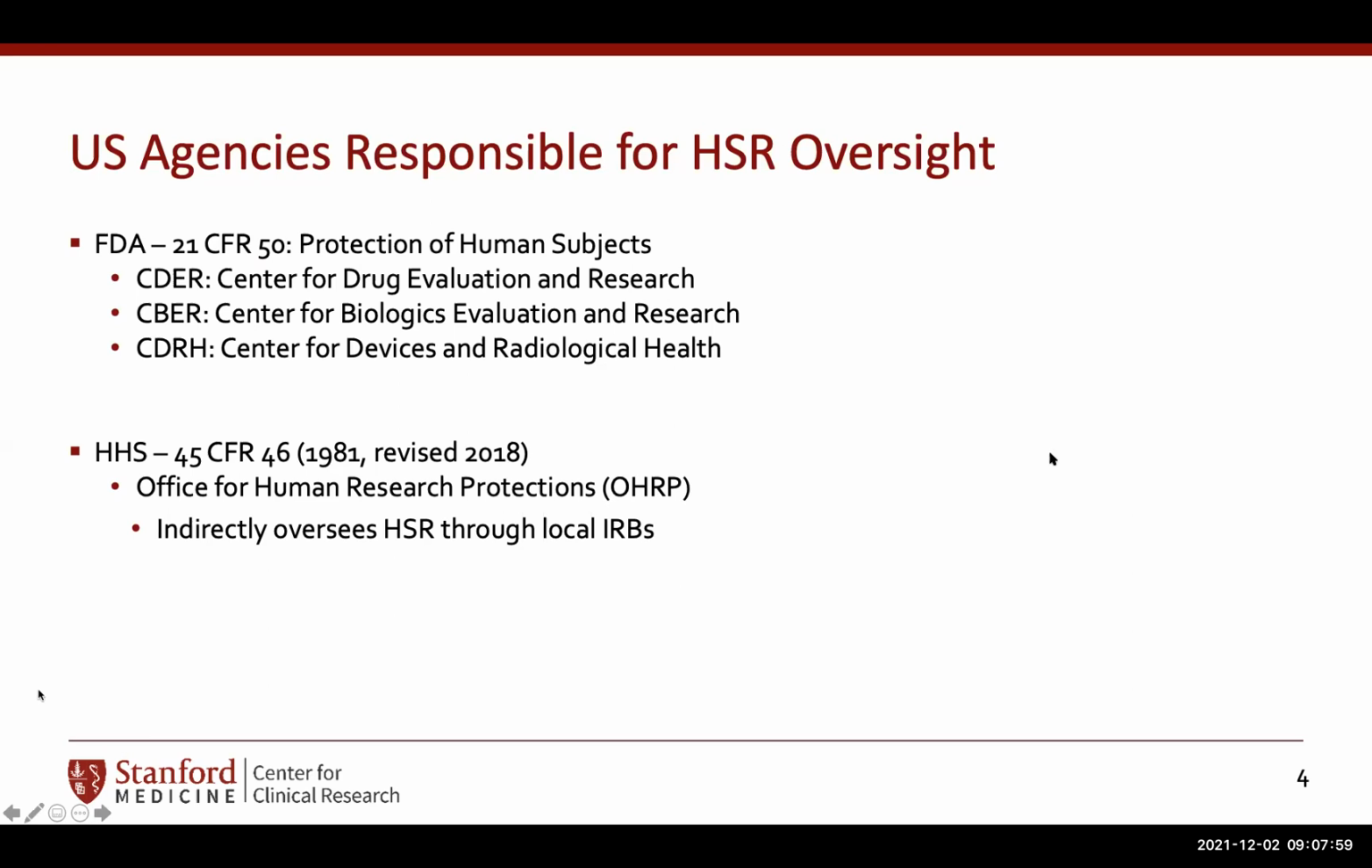Okay, so if we are doing research in the United States, there are a few different agencies or entities that oversee clinical research. You guys are familiar with the Food and Drug Administration. Their Code of Federal Regulations is 21 CFR 50, which is the protection of human subjects. If you are working on drugs, the center within the FDA that focuses on drugs is the Center for Drug Evaluation and Research. Similarly, if you're working on biologics, it's the Center for Biologics Evaluation and Research.